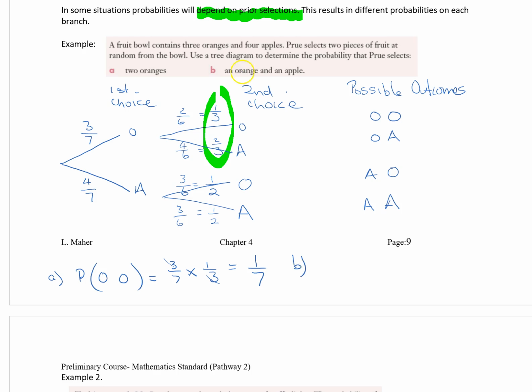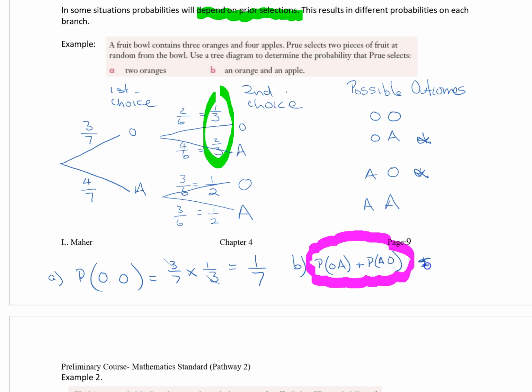And B, the probability of an orange and an apple. An orange and an apple occurs here along this branch, and this would also result in an orange and an apple. When we've got two branches, we need to add those two probabilities. So we actually want the probability of an orange and an apple plus the probability of the apple and the orange. Please don't forget this. You need to add the probabilities if you need more than one branch. You're adding the branch probabilities.